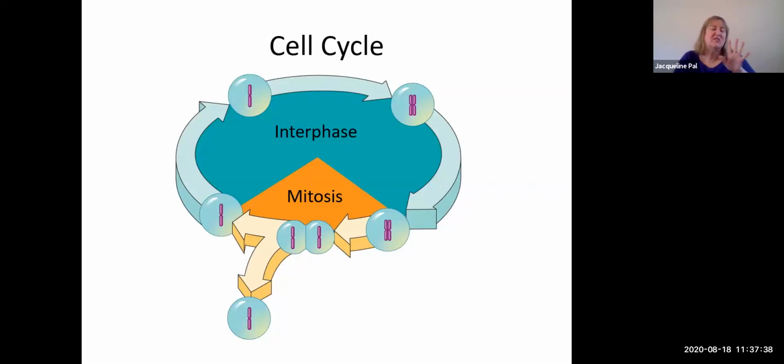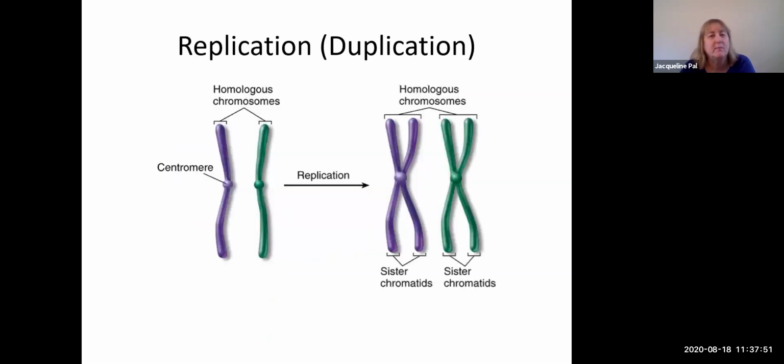Hi, in this section, we're just going to hit some of the highlights that go with the cell cycle, mitosis, and meiosis, so that you can see how these things are going to relate to the formation of gametes and fertilization. So the first thing that we have is replication or duplication of the genetic material.